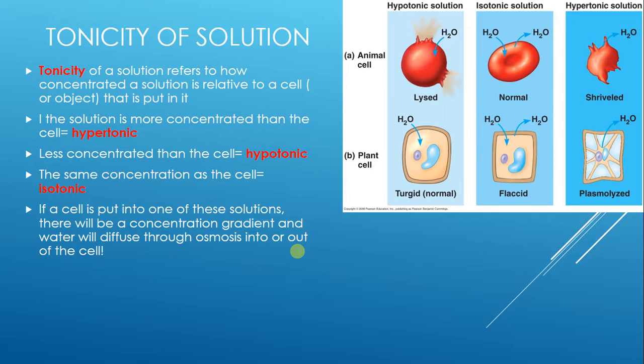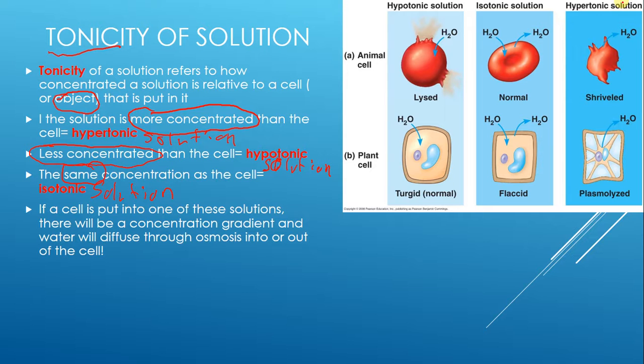So, cells also usually differ in concentration from the solutions around them. And the tonicity of a solution is just the word we use to describe the concentration of a solution relative to the cell or an object, if we put like a sugar cube into that solution. So for example, if I put a cell into a solution that is more concentrated than that cell, we call that solution a hypertonic solution. If the solution is less concentrated than the cell, it's a hypotonic solution. And if both the cell and the solution have the same concentrations, it's an isotonic solution.